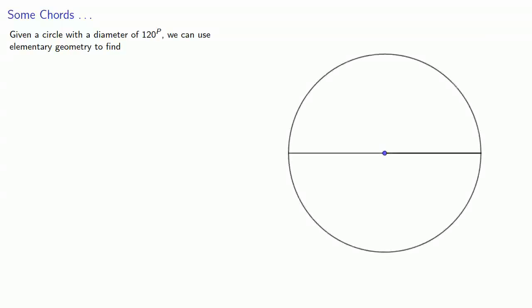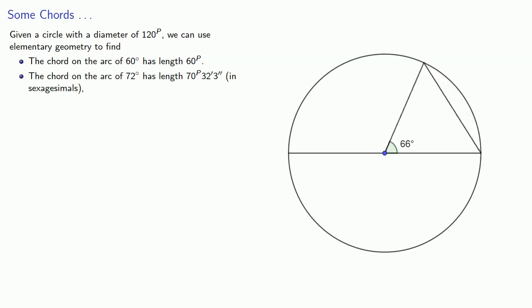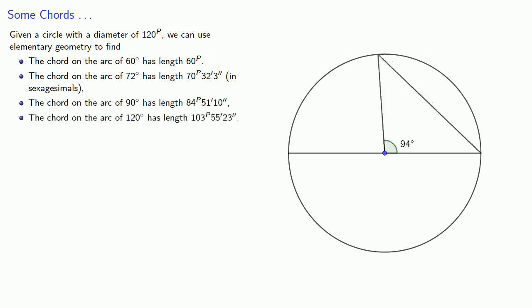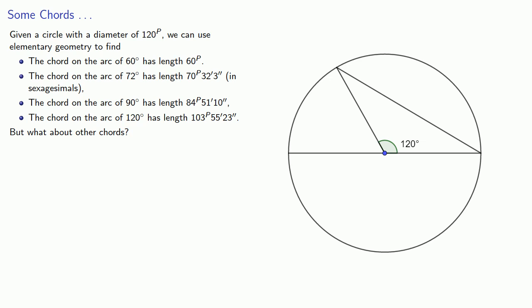Given a circle with a diameter of 120 parts, we can use elementary geometry to find several different chord lengths, notably the chord on the arc of 60 degrees, the chord on the arc of 72 degrees, the chord on the arc of 90 degrees, the chord on the arc of 120 degrees. But what about other chords?